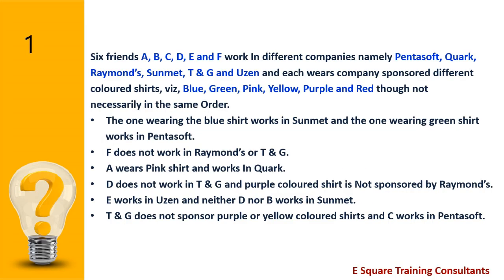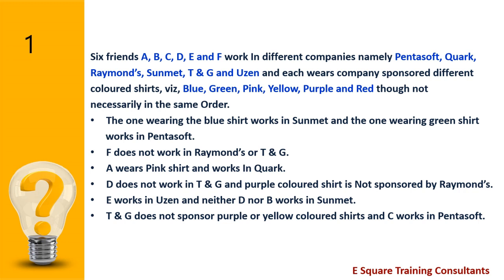This is one such example of analytical reasoning. Let me take a few seconds to take you all through the question. So the question says there are 6 friends A, B, C, D, E and F. They work in 6 different companies. So there are 6 different companies mentioned, and each wears a company sponsored different colored shirt. So there are 6 different colors indeed.